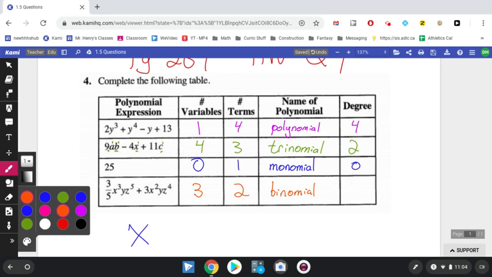And my degree. Okay, well, this is a little bit tricky. The first term, x cubed y to the 1 z to the 5, that would have a degree of 3 plus 1 plus 5, 9. X squared y to the 1 z to the 4, that would have a degree of 2 plus 1 plus 4, 7. So the higher of those numbers is 9. That thing is a degree of 9.